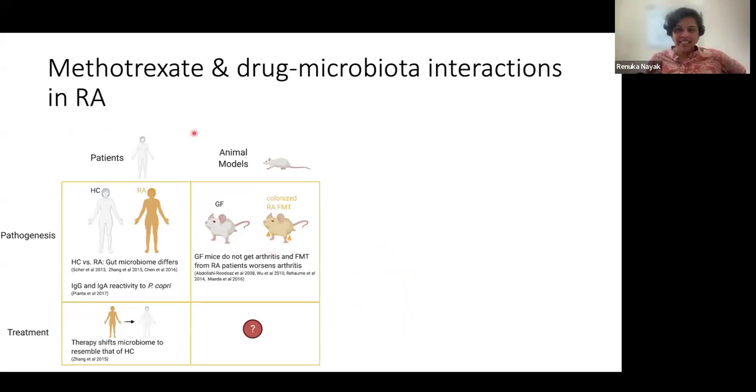So then I had to go back to the literature and find out, well, what was known about methotrexate and drug microbiota interactions in rheumatoid arthritis at the time. And most of the studies were really focused on how the microbiome contributes to pathogenesis of rheumatoid arthritis. And I like to think about all of my research and other people's research as patient studies versus animal studies versus in vitro studies.